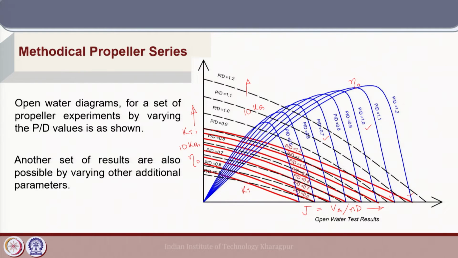So the open water efficiency operation range increases, but the efficiency is not always higher if we increase the pitch. For example, if we look at a point here and take a point here, the efficiency for P by D equal to 0.9 is this.